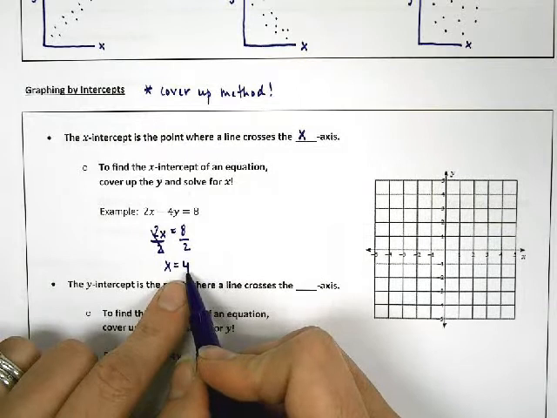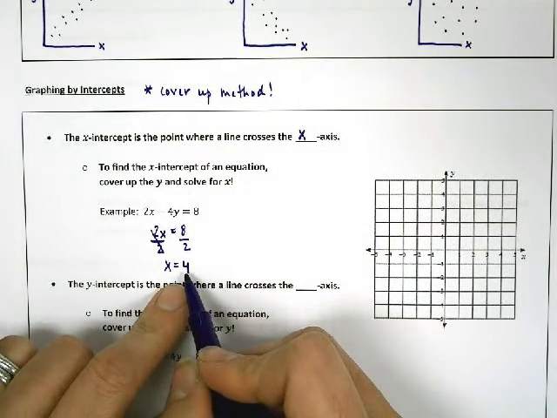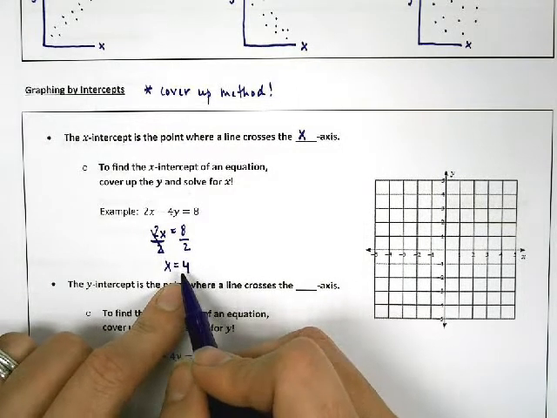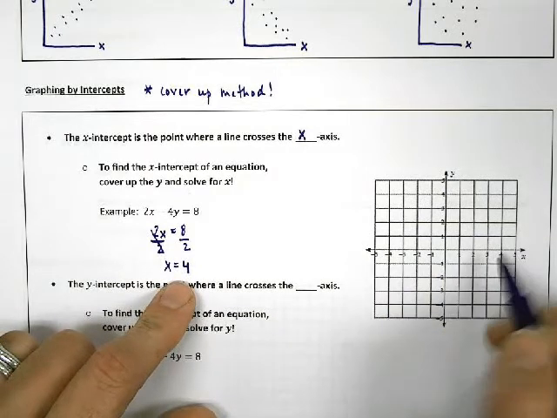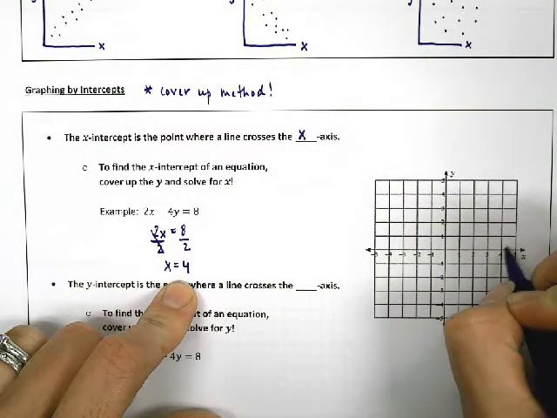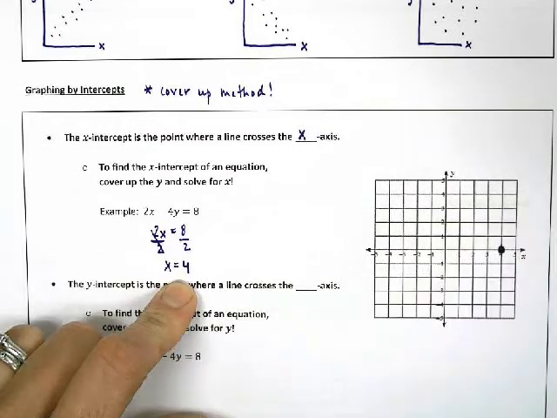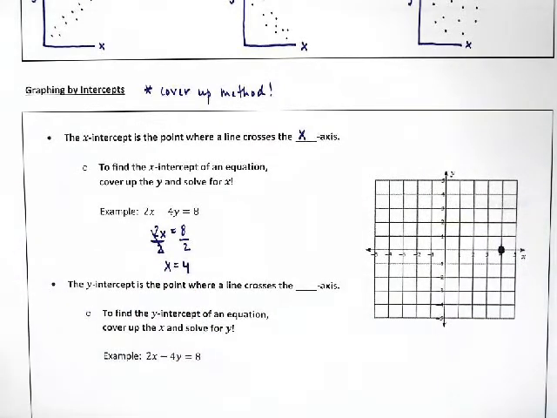Now, if I'm looking to plot that on the graph, remember this is an intercept, it's not an ordered pair. So I'm going to go to the x-axis, I'm going to find where x is a positive 4, which is right here, and I'm going to make a dot on my graph.